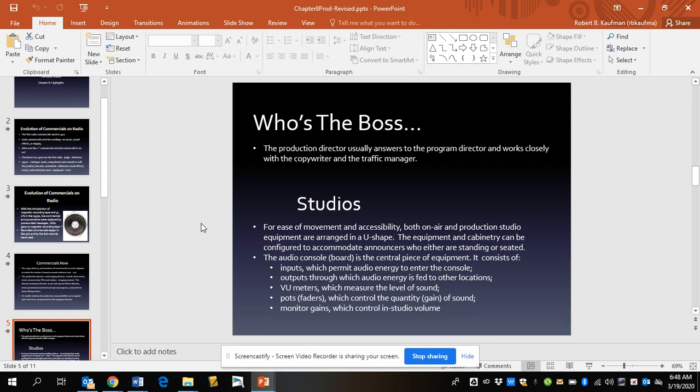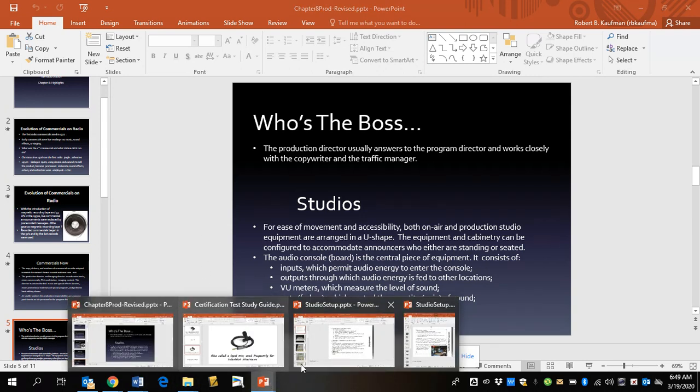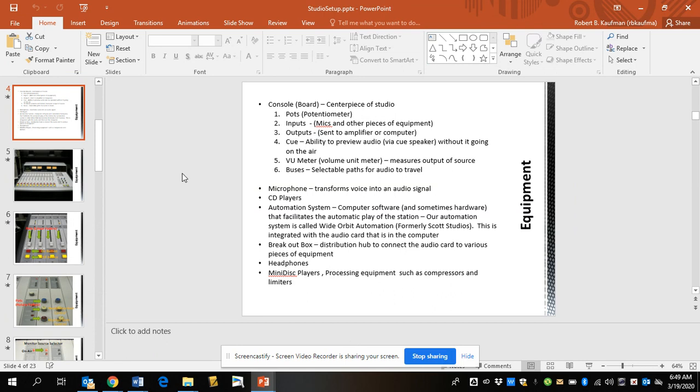Okay, two types of studios are at a radio station: on air, which you know we have, and production studios. Normally these studios are arranged in U shape type formats. So let's talk a little bit more about the studio setup. And you might remember this from the beginning of the year.